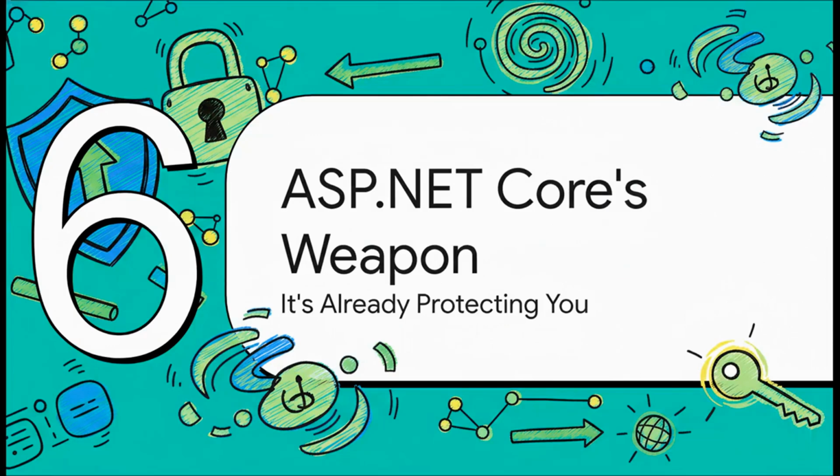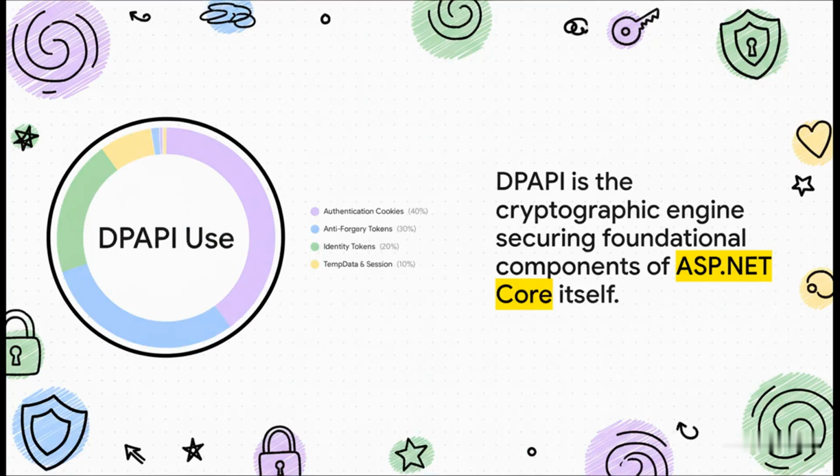All right, now for what I think is the coolest part. We've been talking about how you can use this API, but the truth is, it's been silently protecting your applications this whole time, whether you knew it or not. This whole system we've been discussing, it's the cryptographic engine behind so many of ASP.NET Core's most important security features. You know, authentication cookies, they're protected by this. Those anti-forgery tokens that stop CSRF attacks, yep, this API. Password reset tokens, temp data, they all depend on it.